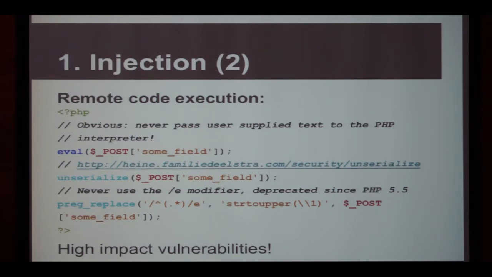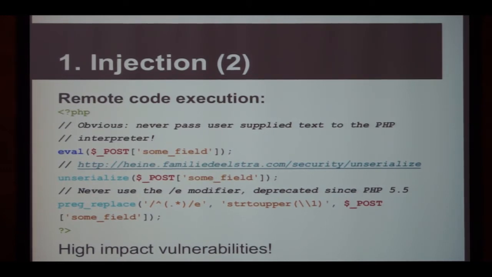And those are high impact vulnerabilities, which means if an attacker finds out about this, they can do anything with your site. They can take it down, they can use it as a spam relay, they can delete stuff, they can read sensitive customer information data out of your database. That's really high impact. It's also the reason why this is the number one priority on the OWASP top 10 list.